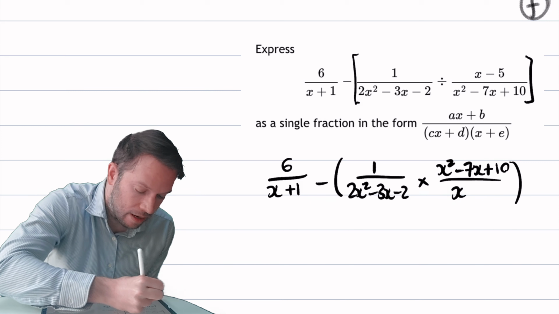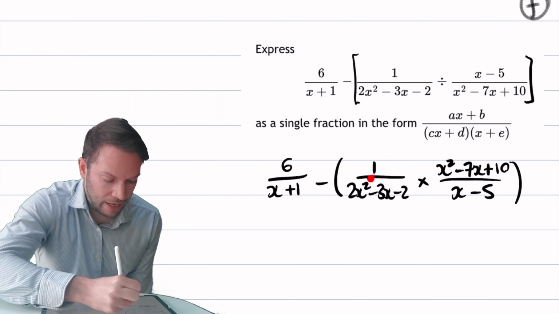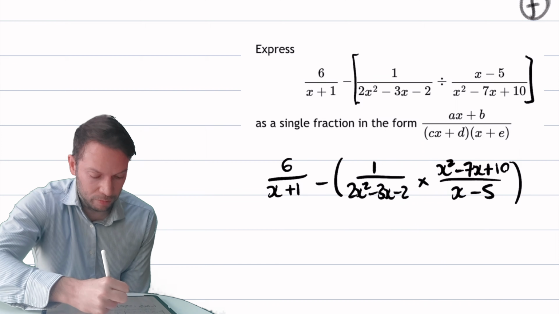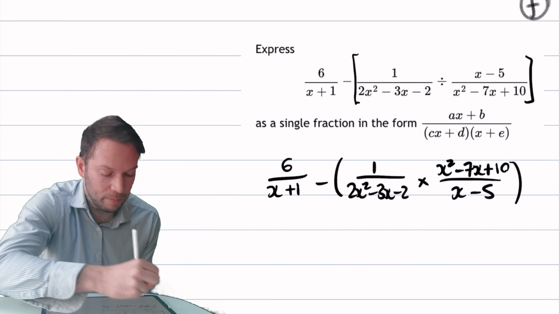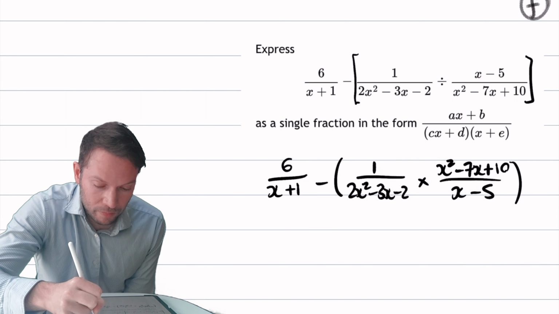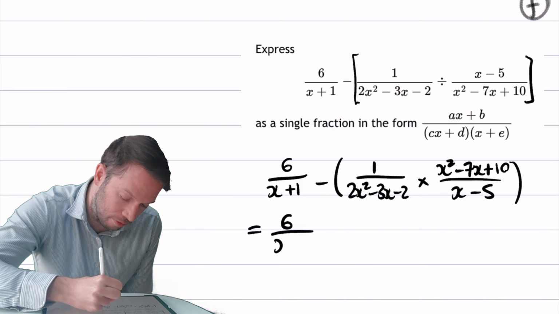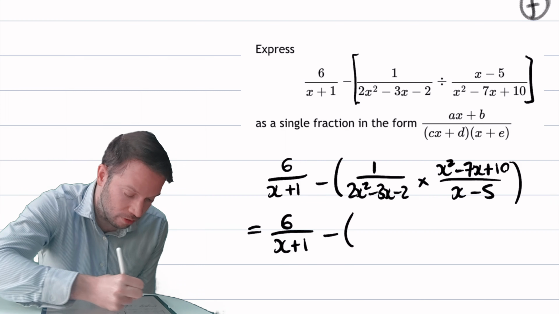Right. And now we want to multiply these fractions together to simplify this bracket. Hopefully we get something nice and simple so we can then do the subtraction of this fraction and whatever this fraction is going to simplify to. So remember, we should always factorize whatever we can because stuff might cancel. So factorize both the numerators and the denominators.